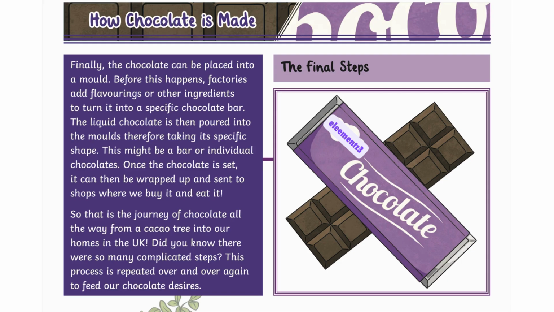Once the chocolate is set, it can then be wrapped up and sent to shops where we buy it and eat it. So, that is the journey of chocolate all the way from a cacao tree into your homes in the UK. Did you know there were so many complicated steps? This process is repeated over and over again to feed our chocolate desires.